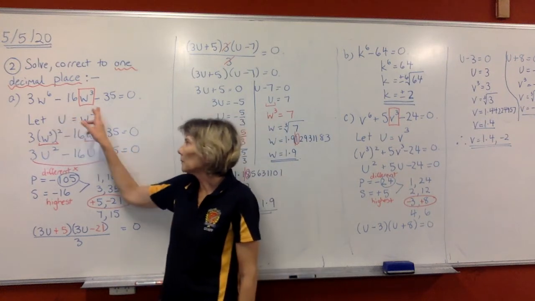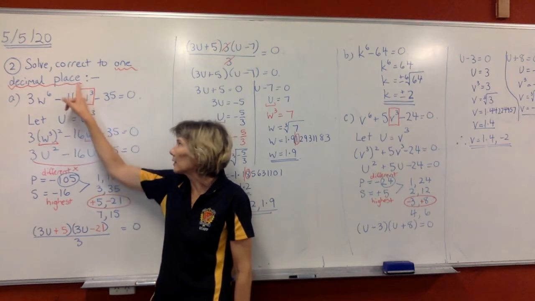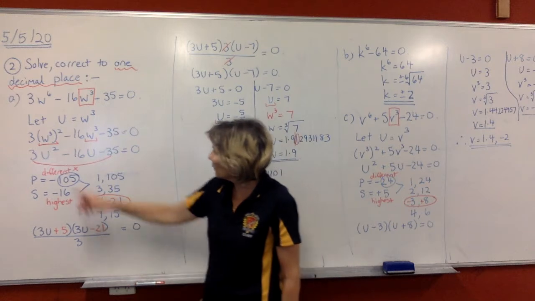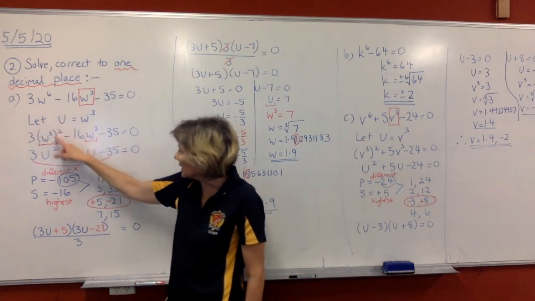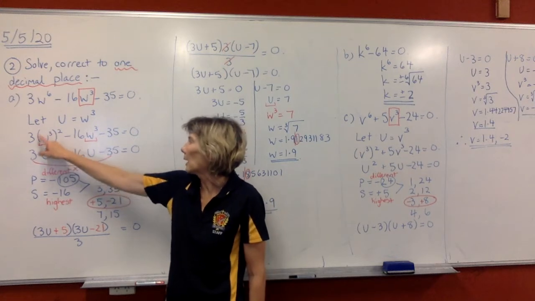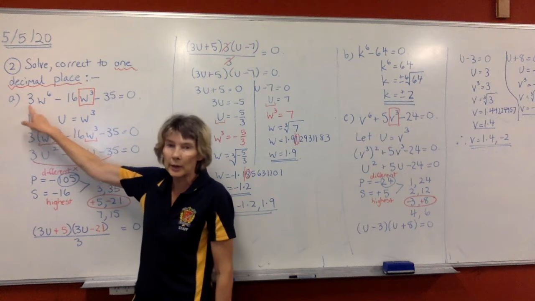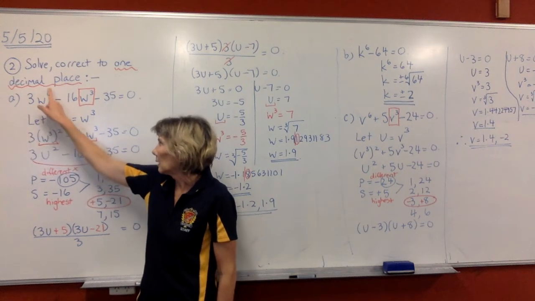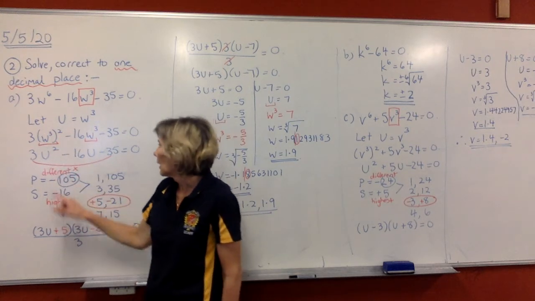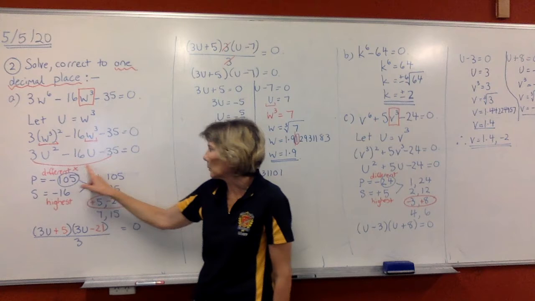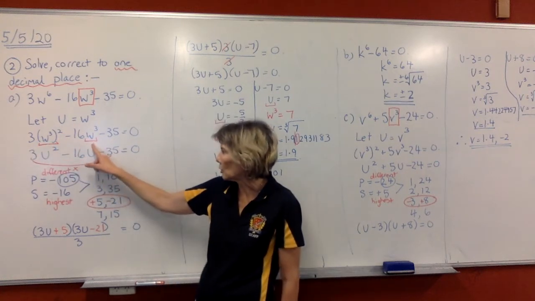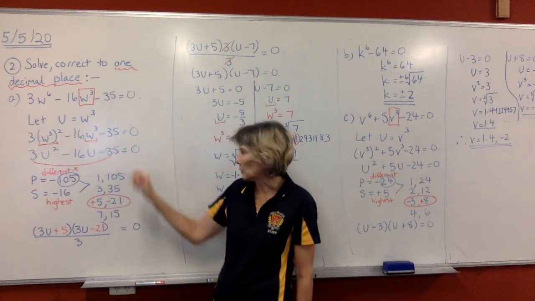Look at your middle term, ignore the coefficient, and we're looking at the w cubed. That's what we're going to let u equal. So then we're going to take the w to the power of 6 and rewrite it with the w cubed. So that will be w cubed to the power of 2. So don't forget you have a 3 out the front. So you've got 3, and then the w to the power of 6 becomes w cubed all squared. Then wherever you see your w cubes, we're going to put u. So this will be 3u squared minus 16u minus 35 equals 0.